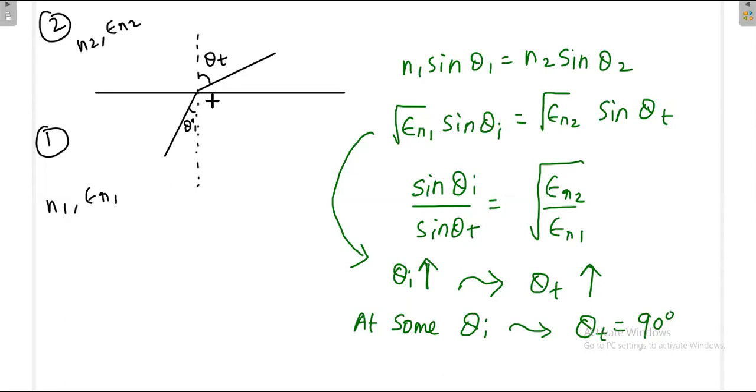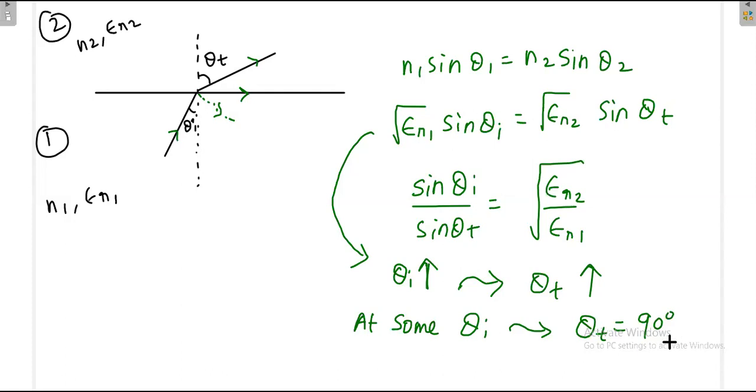Now my question is, at what incident angle will I get complete reflection? Instead of transmission, I have to get complete reflection. If theta t is 90 degrees, definitely you will go along this axis. If it increases further, then your reflected component will be present only in the first medium. There will not be any rays in the second medium. So the idea is I keep on increasing theta I, and at some point theta t becomes 90 degrees.